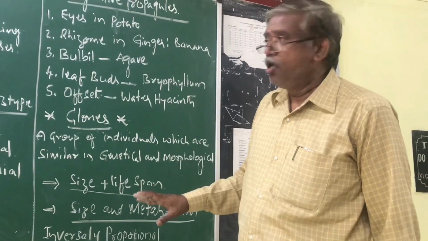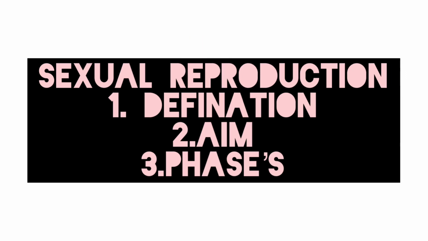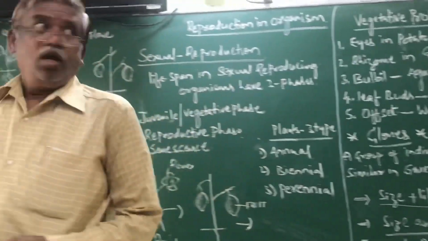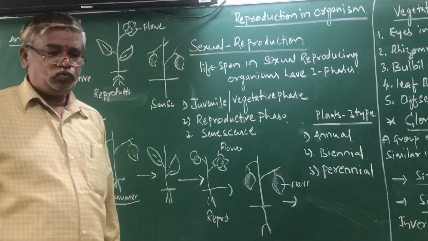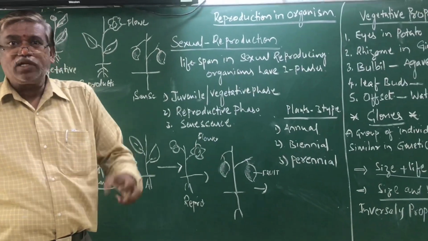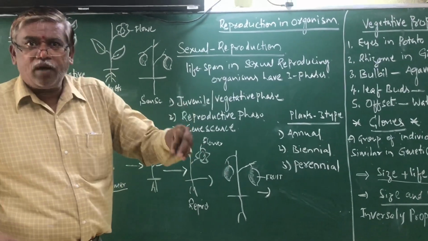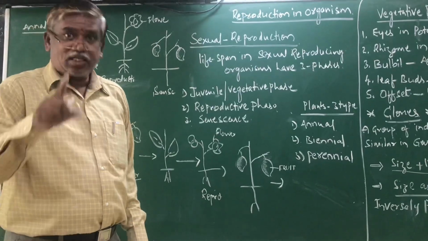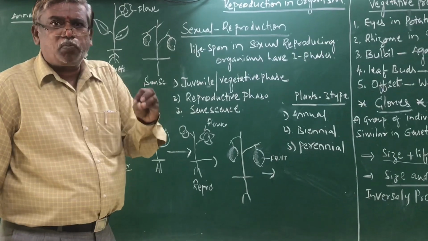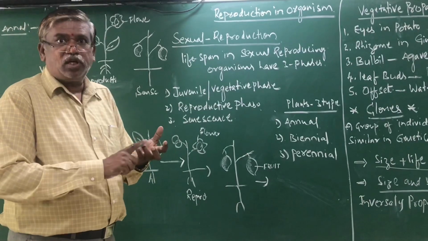Right. With this, asexual reproduction is finished. Now come to sexual reproduction. Before going to the concept, what is the definition? If any reproduction takes place with the involvement of gametes and the fertilization process, such reproduction is called sexual reproduction. The main aim of sexual reproduction is genetic variation. I have explained the definition and aim.